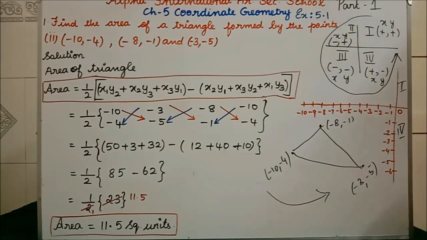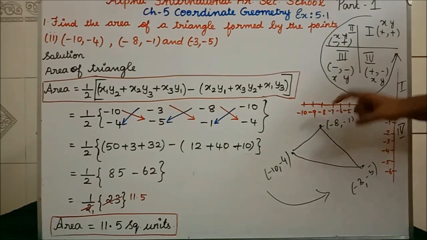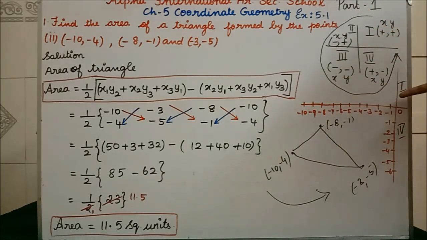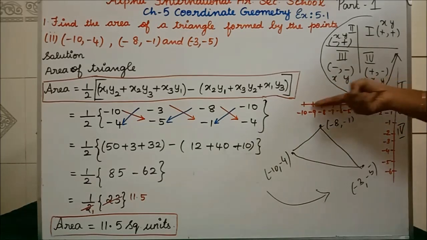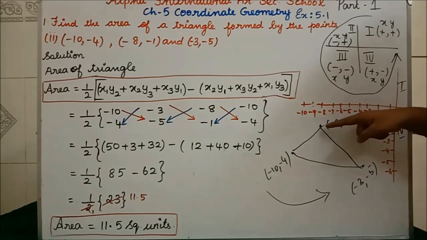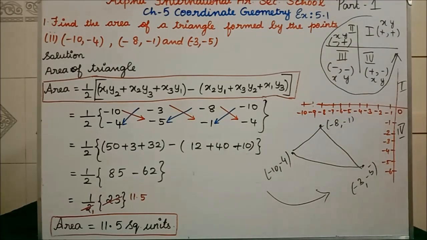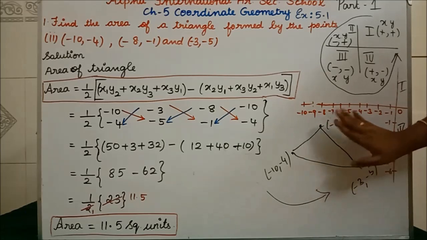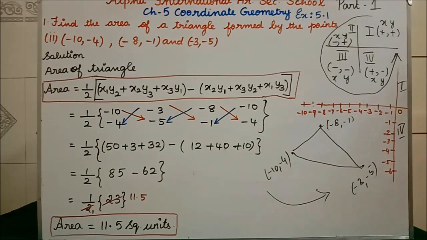The second point is what? (-8, -1). In the x-axis, minus 8. The first number you have to see in the x-axis. This is our x-axis and this is our y-axis. So minus 8 in the x-axis, and in the y-axis minus 1. Straightaway you give the dot. And (-3, -5): minus 3 is here, then minus 5 is here. So we have plotted.